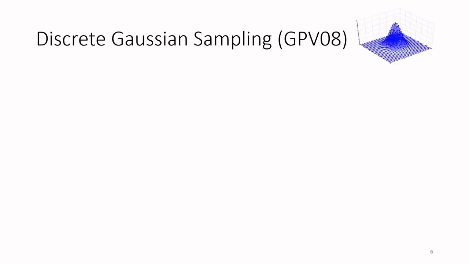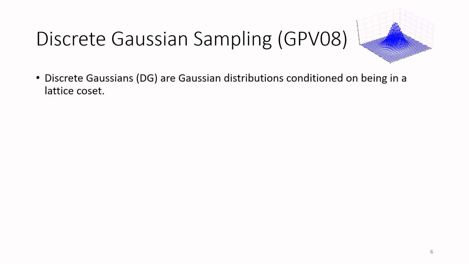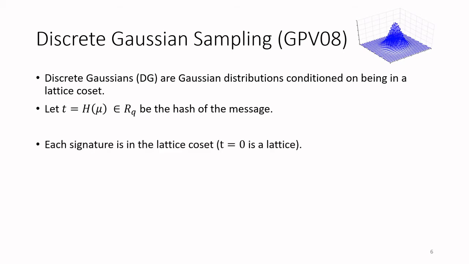Okay, a quick overview of discrete Gaussian sampling. A discrete Gaussian distribution over a lattice is more or less a continuous Gaussian distribution over the span of the lattice, but it's conditioned on being in the lattice or a lattice coset. So for our application, let T be this polynomial mod Q, which is the hash of the message. Then each signature is going to be in the following lattice coset.